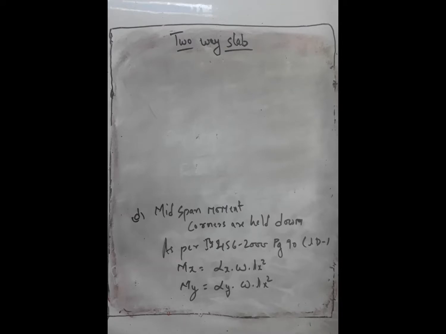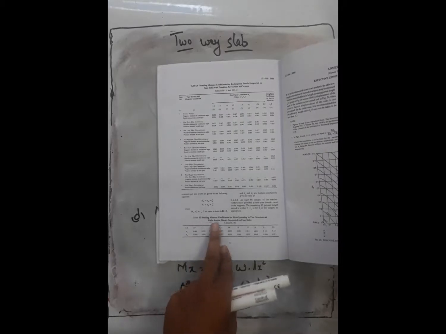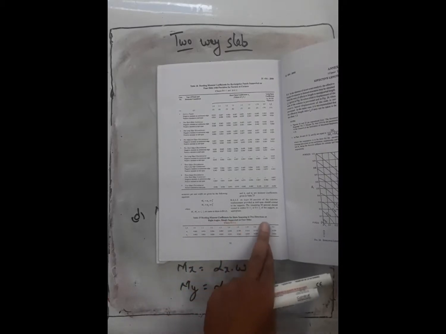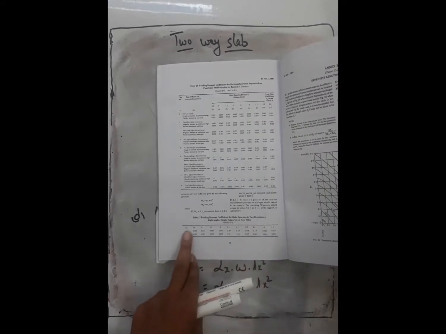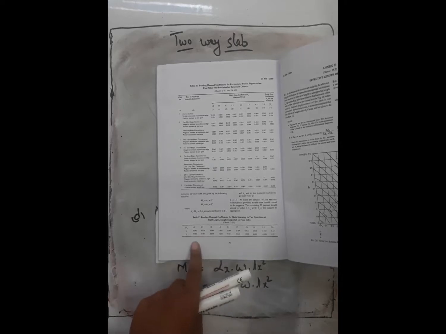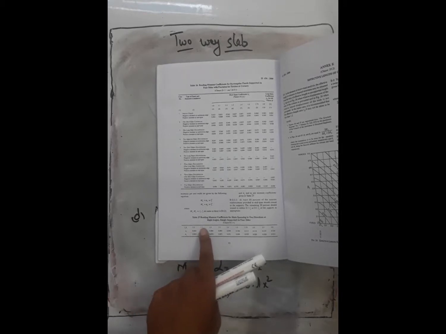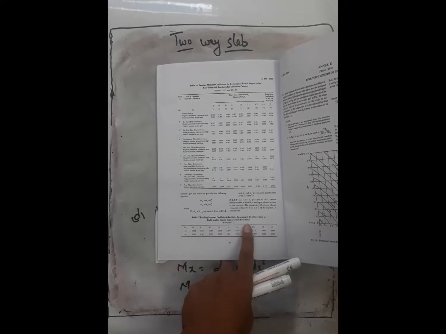Sorry, table number 27, page number 91. So I will show you. See, this is IS 456 2000. If you see here, we have table number 27, bending moment coefficients for slab spanning in two directions. Here we have the Ly by Lx ratio. If you get Ly by Lx ratio 1, then your value of alpha x is 0.062 and alpha y is 0.062. So first we have to find the ratio Ly by Lx.